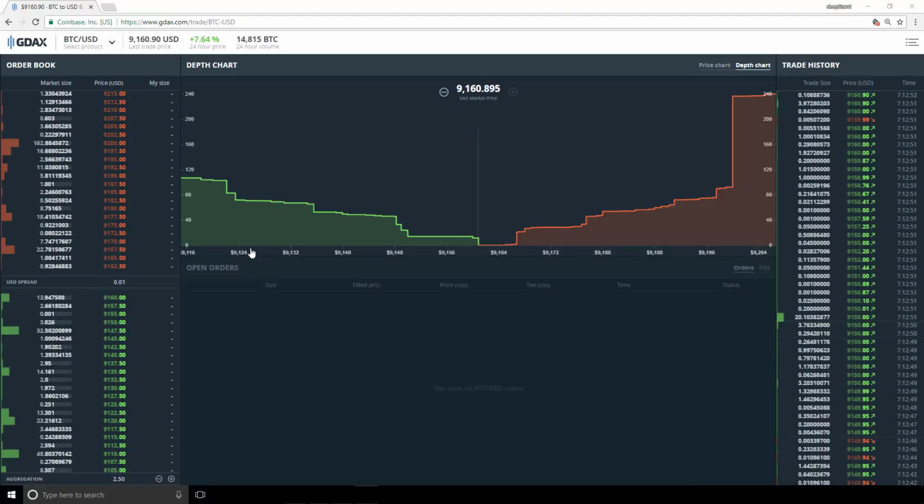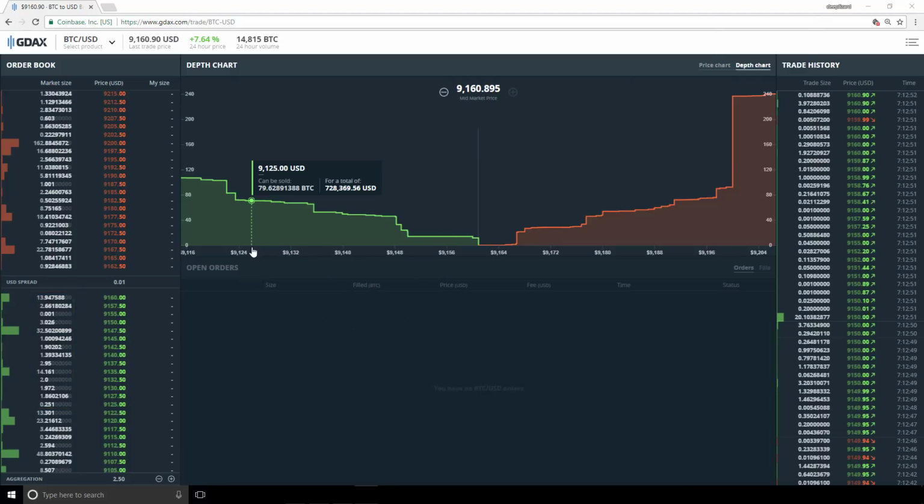Let's consider an example. We'll just go ahead and choose 1925 on the depth chart. And we can see that at this value, the market depth is about 80 BTC. If we are buying at this price, the market depth tells us how much demand is in front of our order. In this case, 80 BTC must be sold to these bidders before our order will be filled.